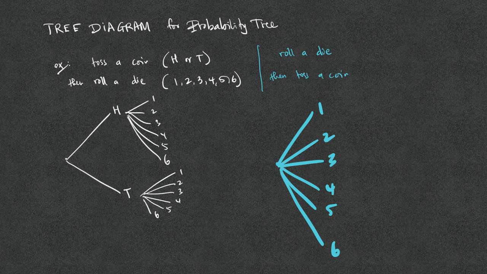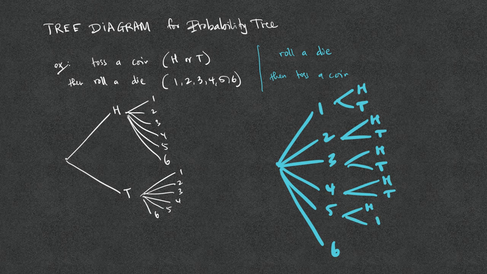Then for the second event, tossing a coin, there are 2 outcomes when we toss a coin, and so we would draw 2 branches coming out from each of the outcomes for the first event, meaning head, tail for 1, head, tail for 2, head, tail for 3, head, tail for 4, head, tail for 5, and then head, tail for 6.